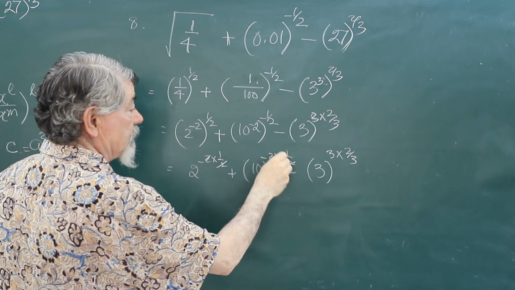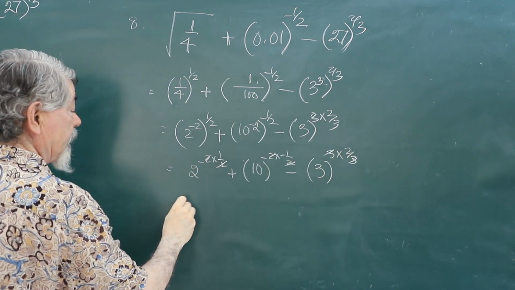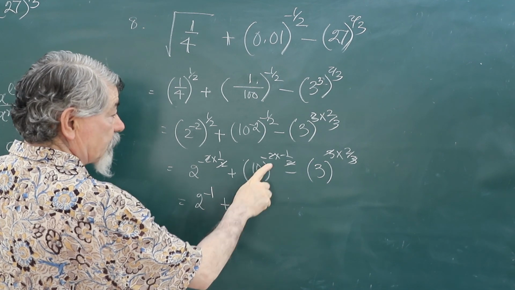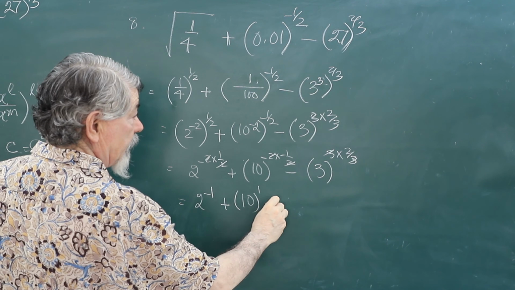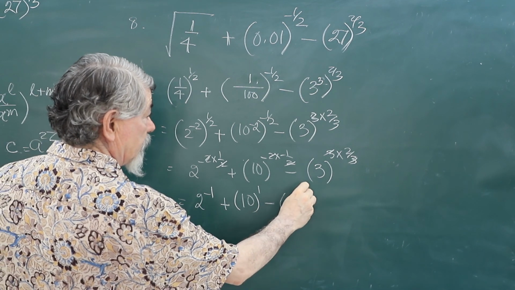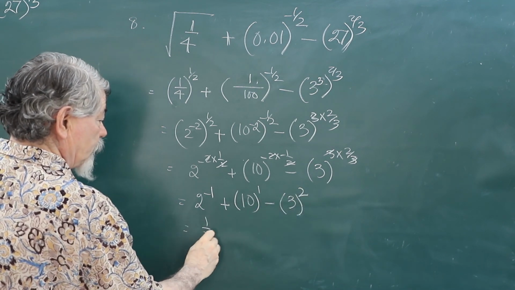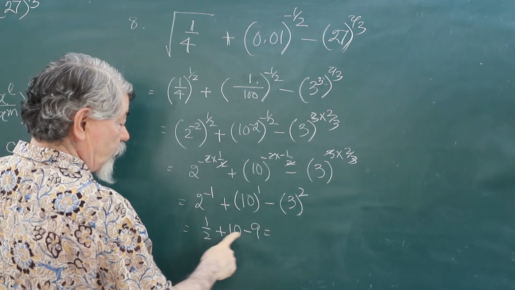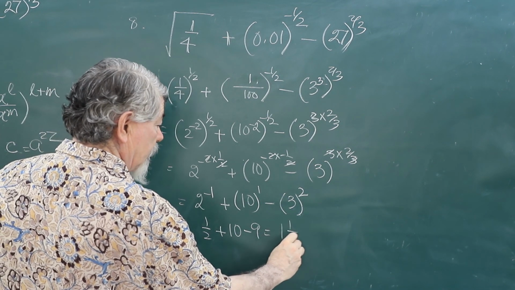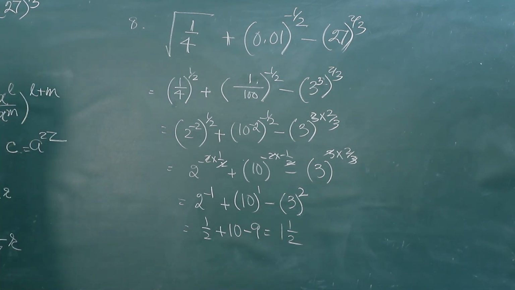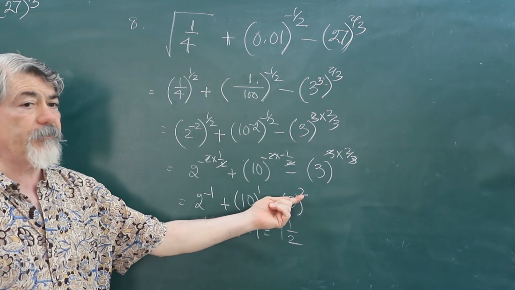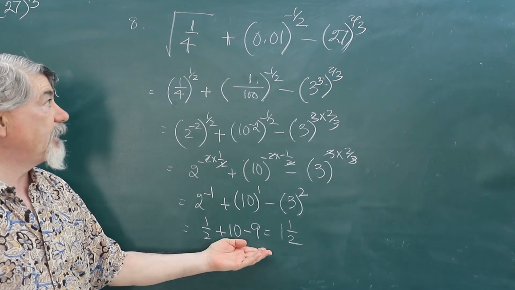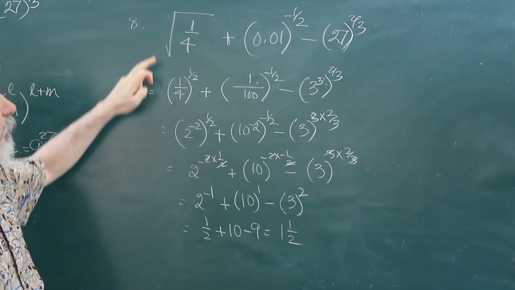Power will cancel. Here it will become 2 to the power minus 1, it will become 10 to the power plus 1 because minus into minus is plus 1, and minus 3 to the power 2. So it is 1 upon 2 plus 10 minus 9. 10 minus 9 is 1, and 1 plus half is 1 and a half. The answer is 1 and a half because 3 to the power 2 is 9, 10 minus 9 is 1, 1 plus half will become 1 and a half. So the complete question is solved here.